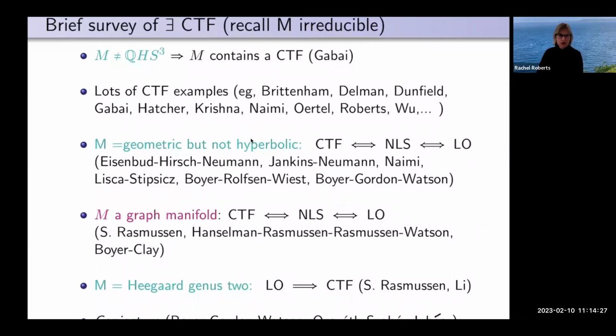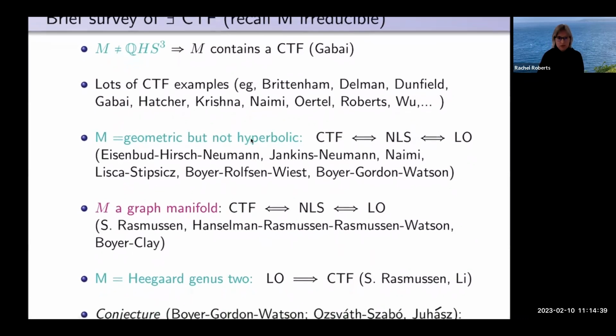If you're not in the hyperbolic world, if you're geometric but not hyperbolic, then we have the L-space conjecture satisfied thanks to Eisenbud, Hirsch, Neumann, Jankins, Neumann, Naimi, Lisca, Stipsicz, Boyer, Rolfsen, and Wiest, and Boyer, Gordon, and Watson. And if M is a graph manifold, again thanks to Rasmussen, Hanselman, Rasmussen, Watson, and Boyer, Clay.